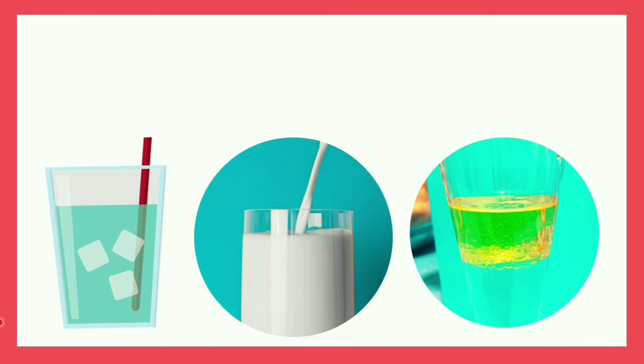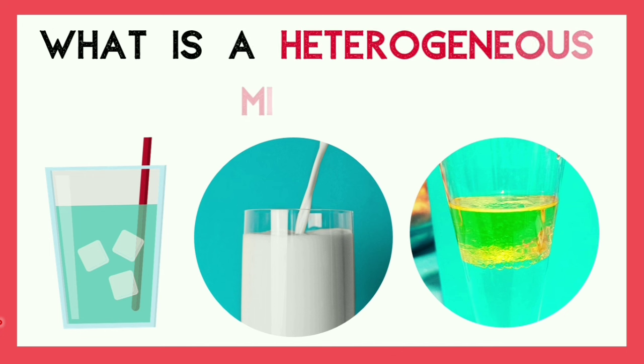Look at the sample mixtures here. Try to define what a heterogeneous mixture is. Look closely at each example. In the first example, we have a mixture of water and ice. In the second example, we have a mixture of milk. And in the last example, we have a mixture of oil and water. Now, from these examples, what do you think a heterogeneous mixture is?